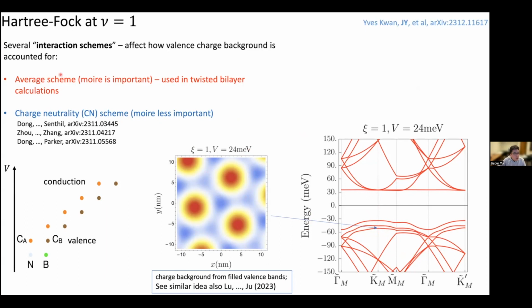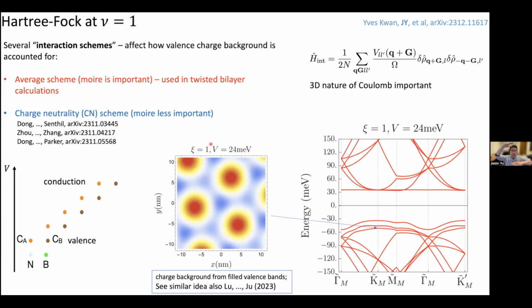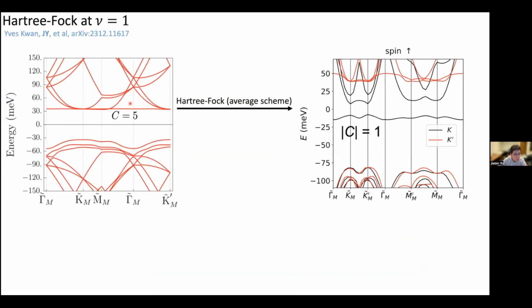Let me first tell you what happened for the average scheme. In the average scheme, another subtlety here is that since we have multilayer graphene, the 3D nature of the Coulomb interaction is actually important. So in our calculation, we include the layer-dependent Coulomb interaction, not just a pure 2D interaction, projected to the system. Okay, let me first show you the results on the average scheme, Hartree-Fock result, at U = 1.